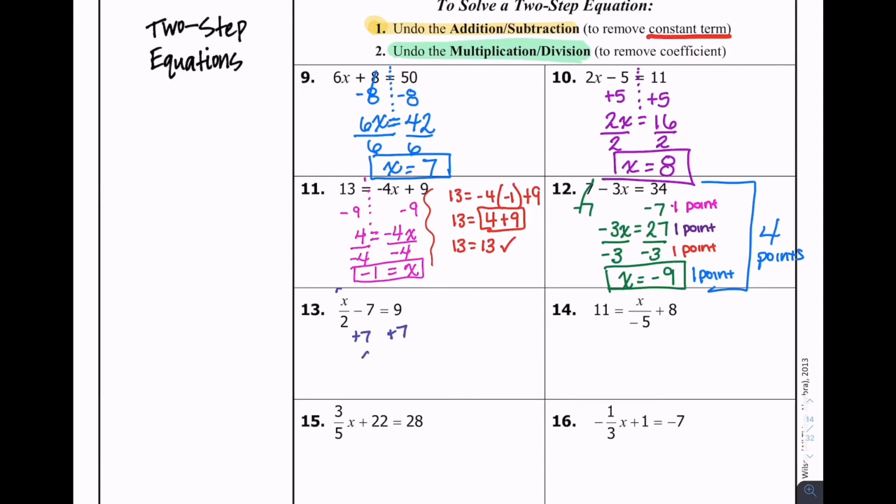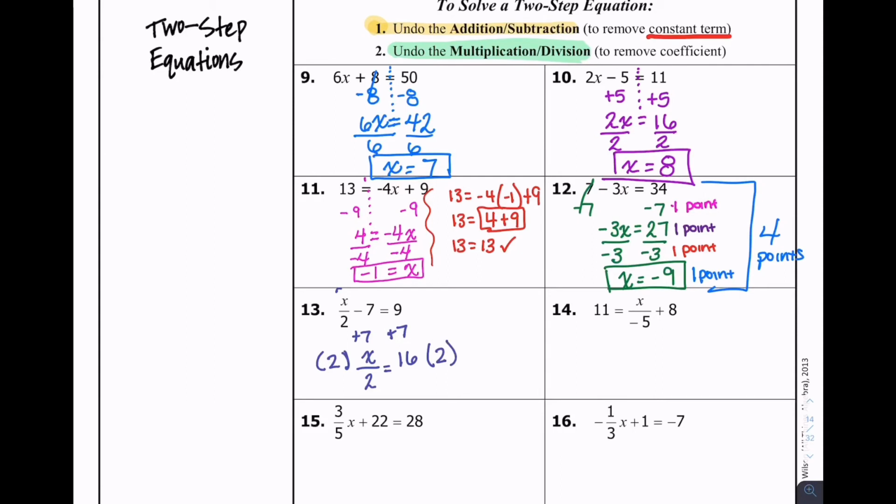What happens is I get x divided by 2 equals 16. 9 plus 7 is 16. So I'm looking at my variable. My variable right now is being divided. So I must multiply in order to get rid of that 2.